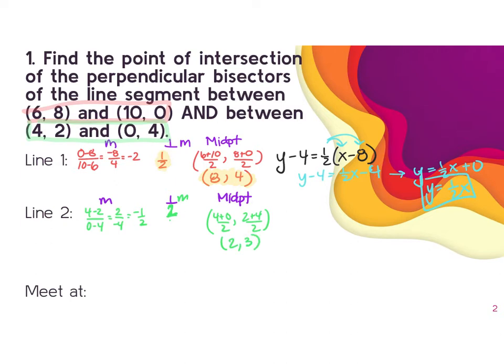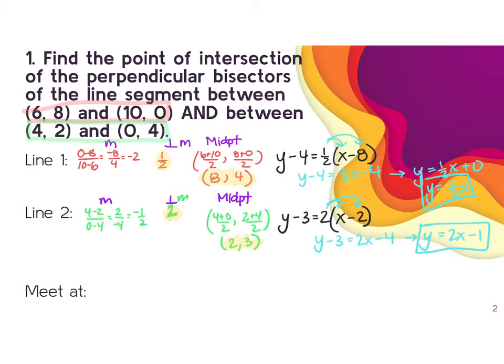To write our equation, we're going to use the perpendicular slope and our midpoint. So y minus y1, which is 3, equals 2 times x minus x1, which is 2. Again, just like in the previous problem, we need to take this a step further, and we need to solve for y. So we're going to distribute our 2. y minus 3 equals 2x minus 4. And we want to get y all by itself, so we're going to add 3 to both sides. y equals 2x minus 1. We're going to use that equation here in just a moment.